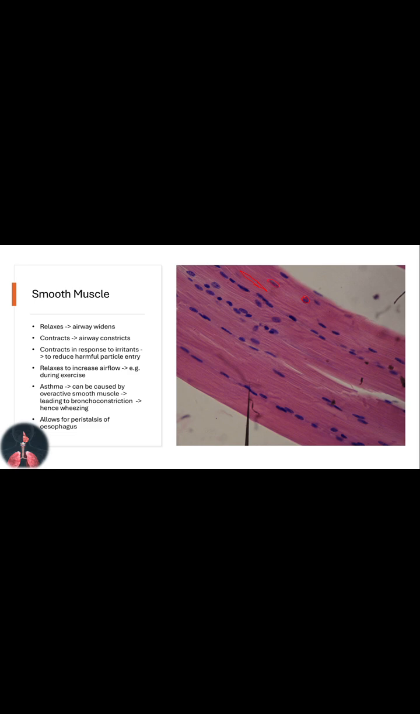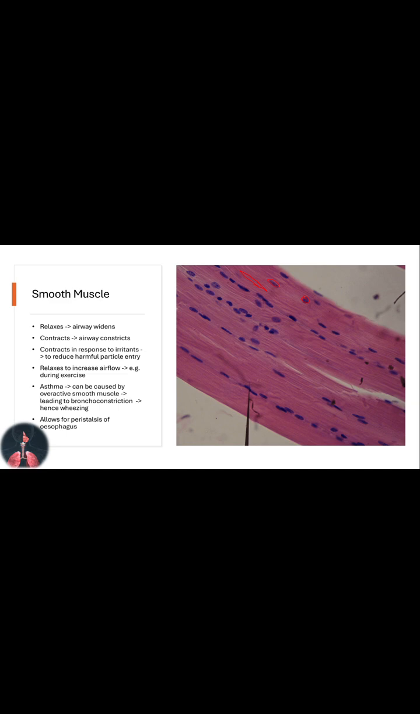This has a really important role with relaxing and contracting, the same way your muscles do in your arms, your legs, anywhere else in your body. So when they relax, the airway widens, and this is often done during exercise to allow more oxygen to enter our system. When it contracts, the airway constricts, and this is usually in response to irritants, such as if we were breathing in a lot of smoke at that time.